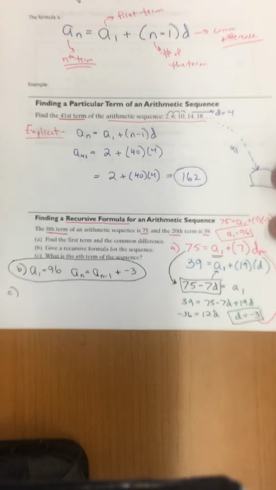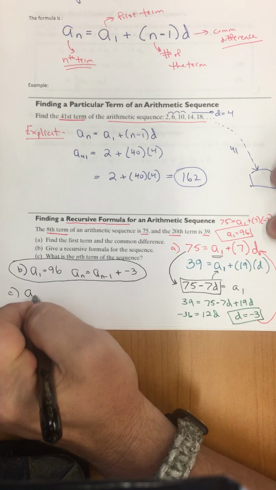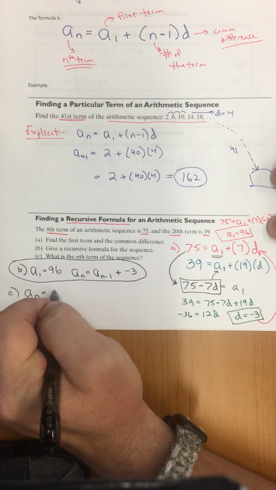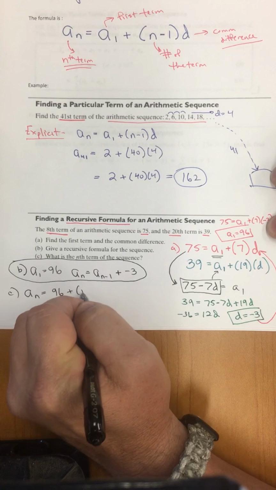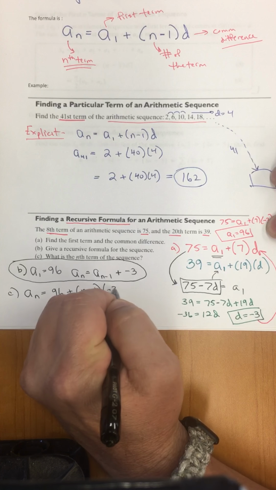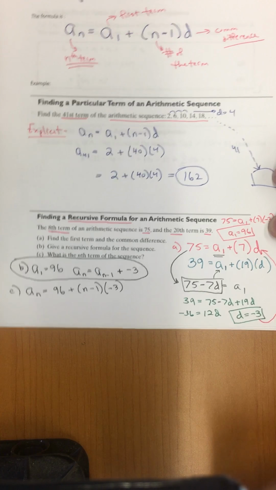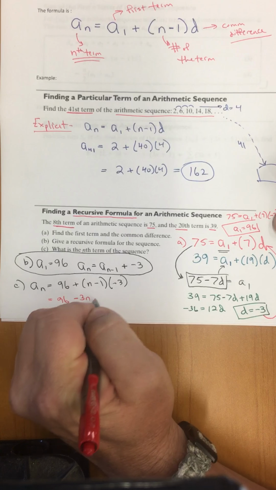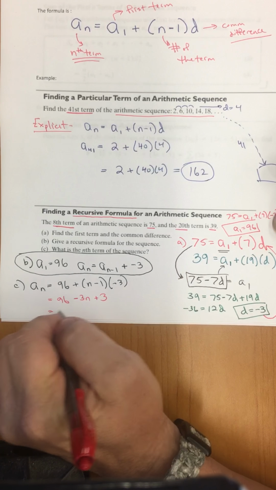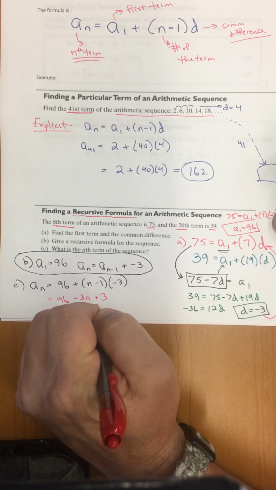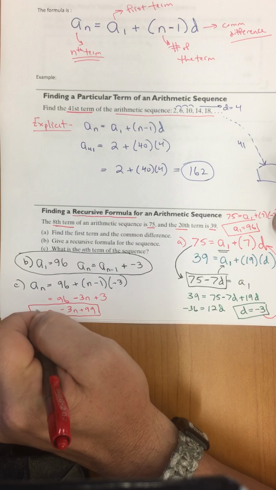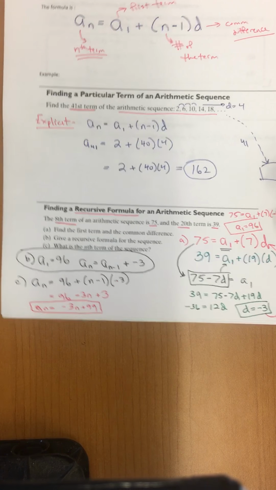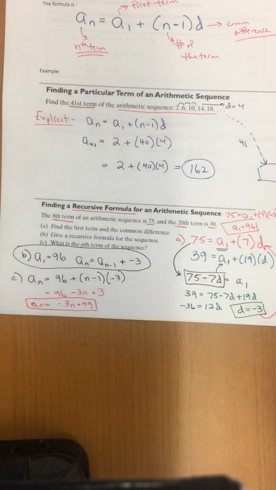Part C, what they really want us to find is the explicit. A sub n equals a sub 1 plus n minus 1 times negative 3. And you've got to be careful. They're always going to want to make it look pretty. If I distribute the negative 3, I get negative 3n plus 3, or negative 3n plus 99. This is the explicit formula. So on this one problem, we found the first term, the common difference, the explicit, and the recursive formula, all on the same problem.